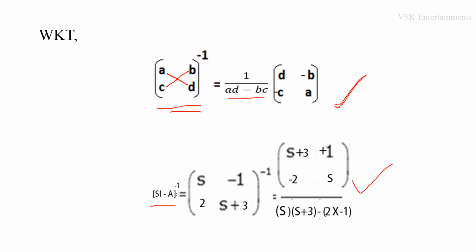By applying this, we get the resultant: the matrix [s −1; 2 s+3] inverse is equal to 1 by (AD − BC), that is s into (s + 3) minus BC, that is minus 1 into 2, into this. This is the interchanging of these two elements, we get s + 3, s, and complementing of these two elements, that is +1, −2. Now we are going to find this factor.